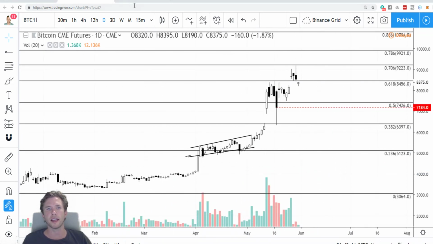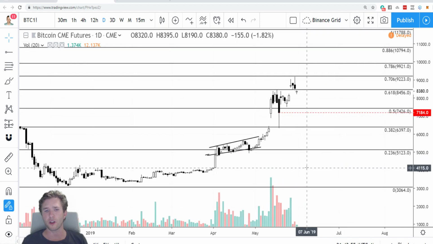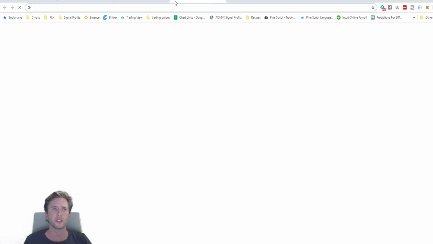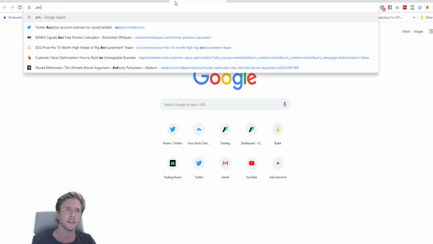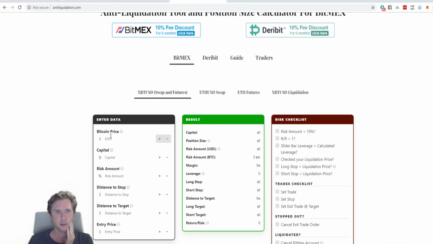But the biggest thing that has been the biggest indicator has been funding, and funding was really, really terrible for longs. And still, even with all the liquidations, longs didn't close too much. There's an anti-liquidation, I don't know if these guys have it. No. Okay, so this is a pretty good RR calculator for leverage trading. Blockchain Whispers, there we go. Okay, so we can take a look at the funding.